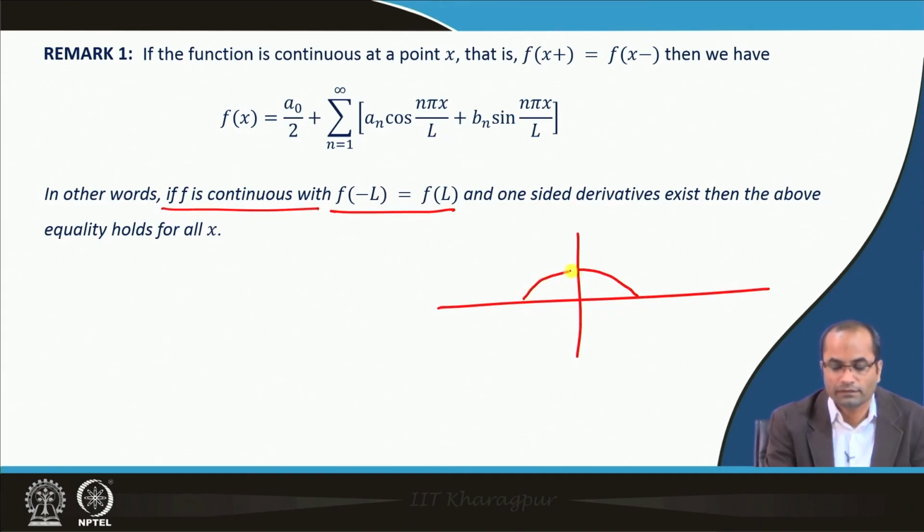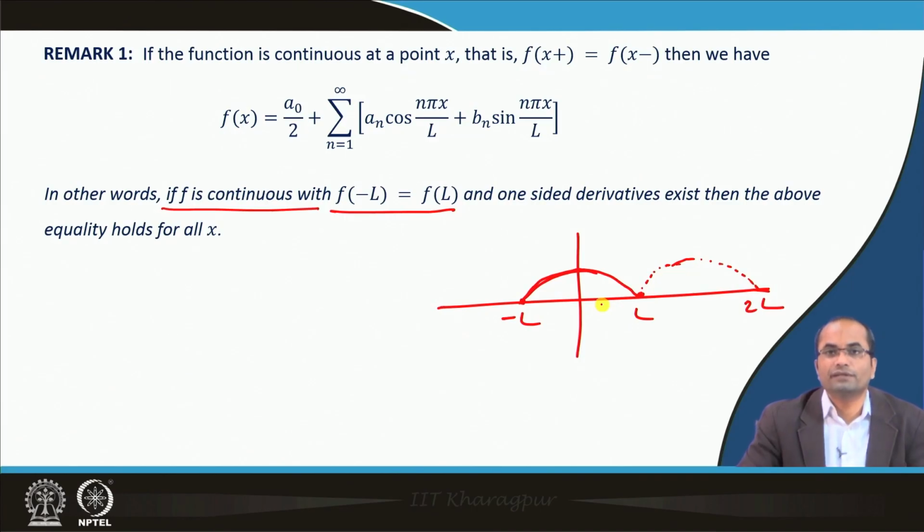This is the case here. So, if we have this continuous function from minus L to L, and the end points also match, the reason is that if we consider the periodicity of the function, then it becomes continuous now everywhere. So, the function is continuous everywhere basically.